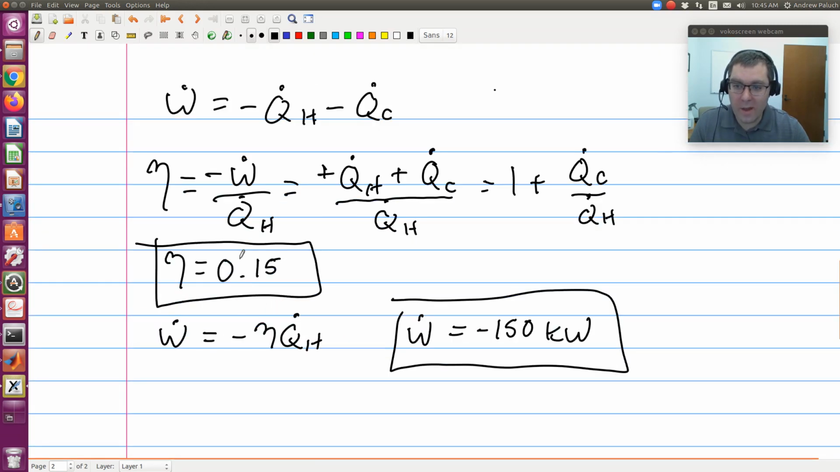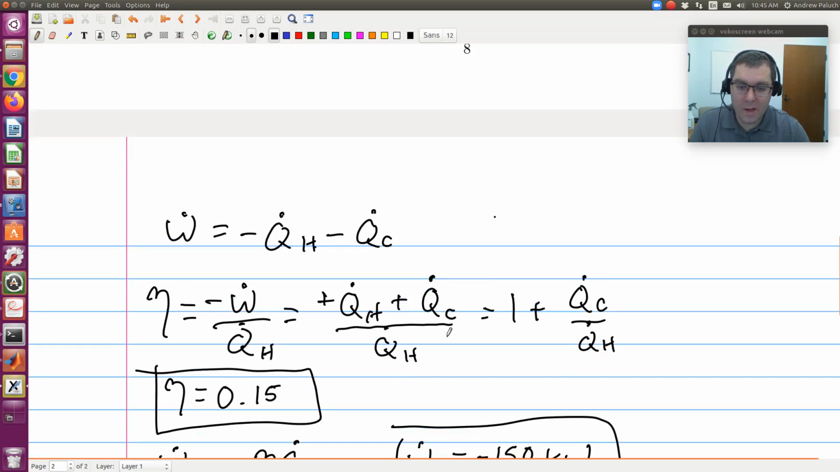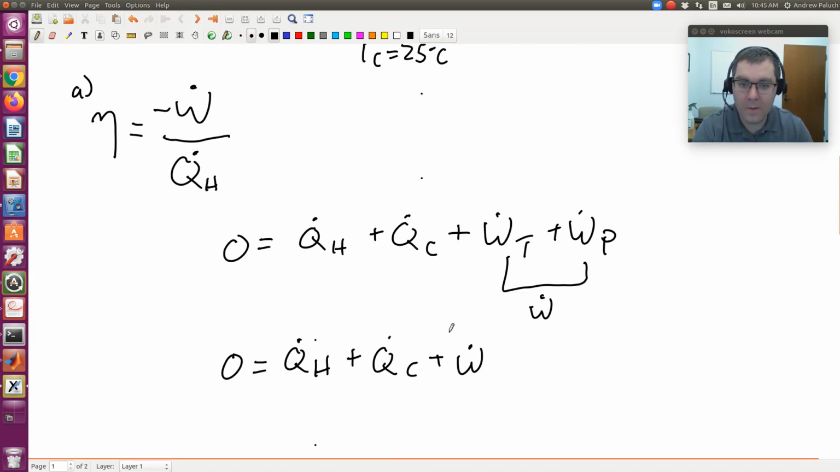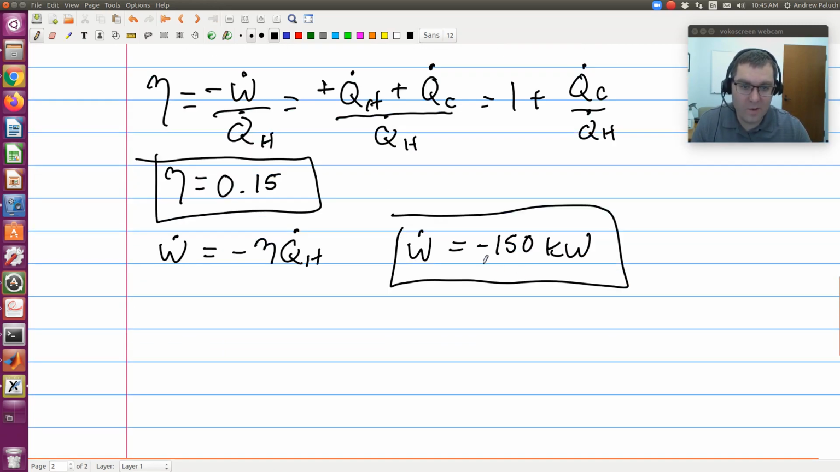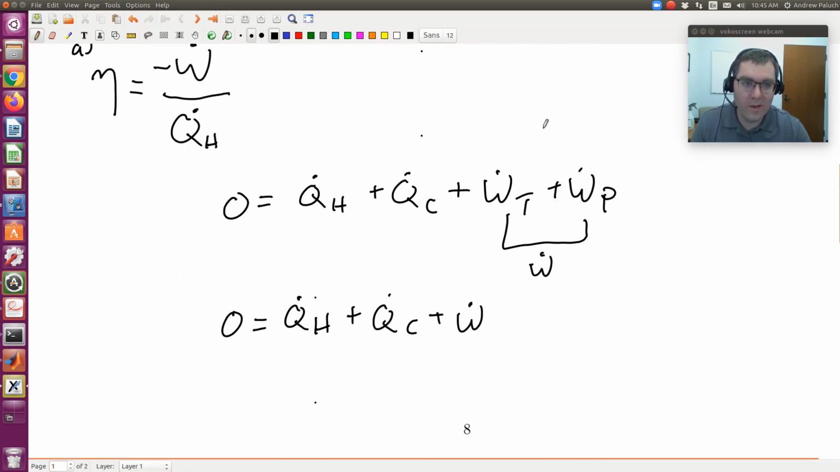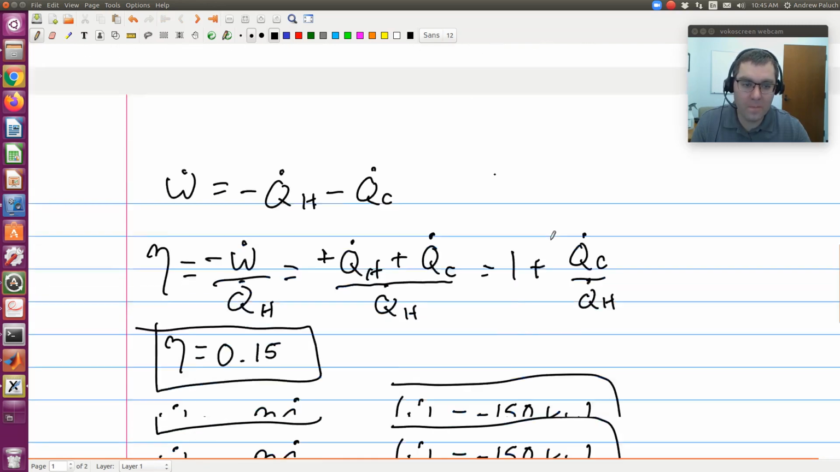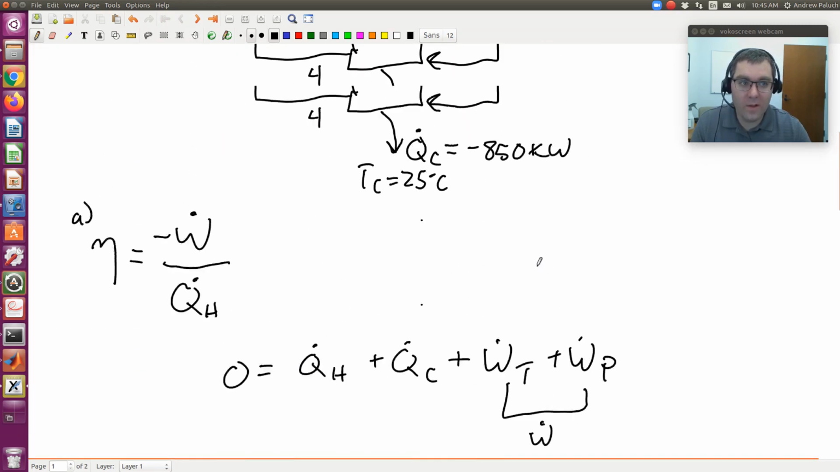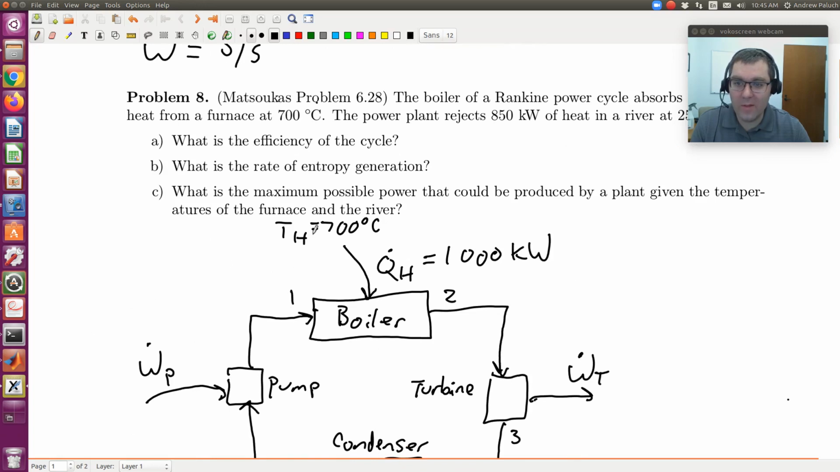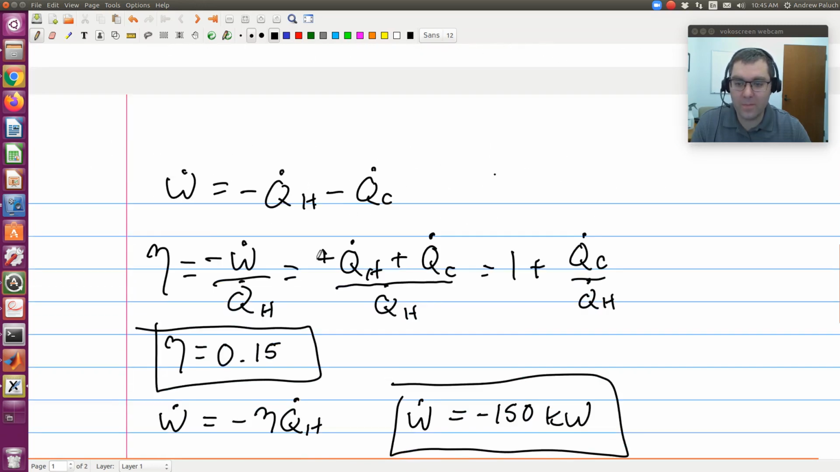All right, so I have eta, I have W dot, I have QH, I have QC. I can't solve for WT or WP, because I have W, but I would need to know WT or WP in order to pull out the other one. So then let's move on and calculate the rate of entropy generation.